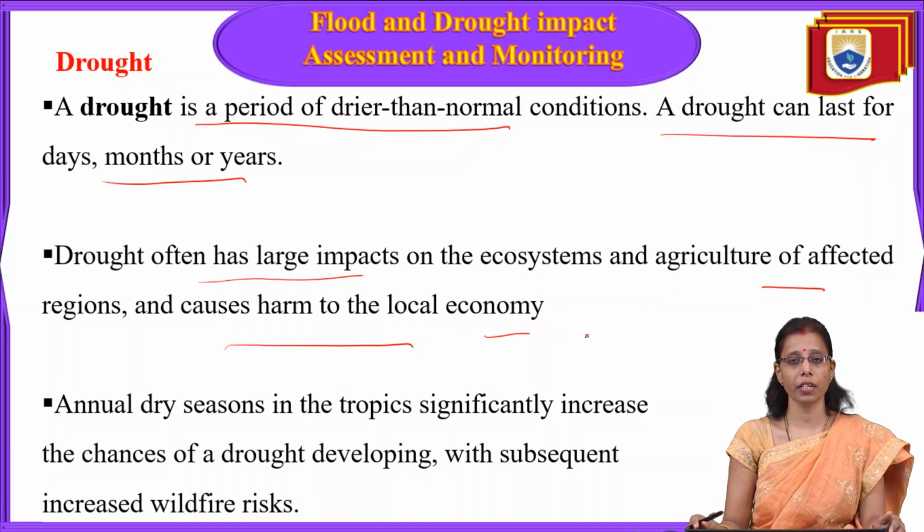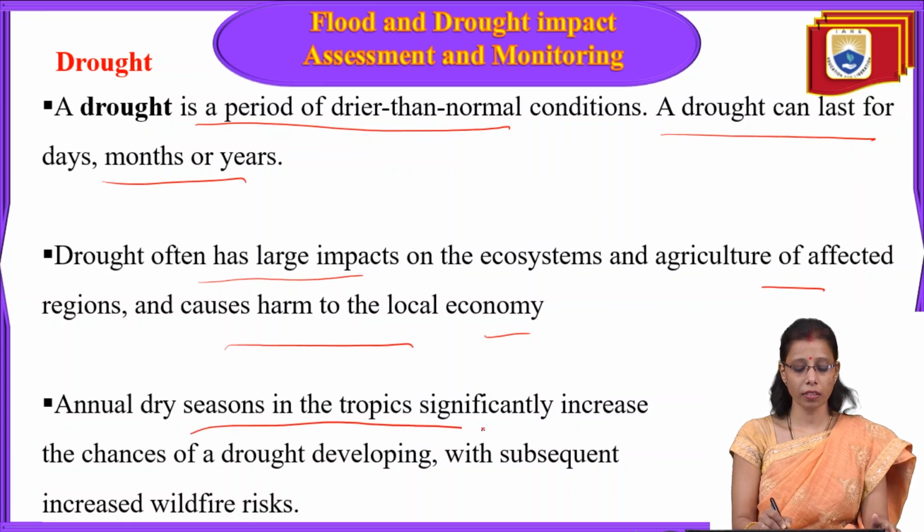If there is less productivity, the economy will be very much affected. The economy of such a region or country will go down totally, because agriculture contributes at least 60% of the total economy of any country. That's why the total economy will be affected whenever a drought occurs in such a region or country.